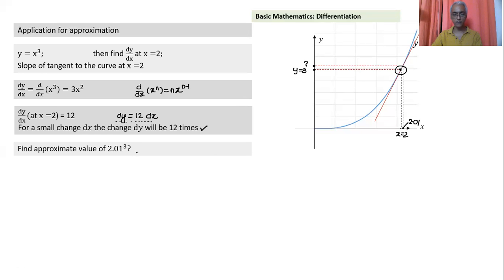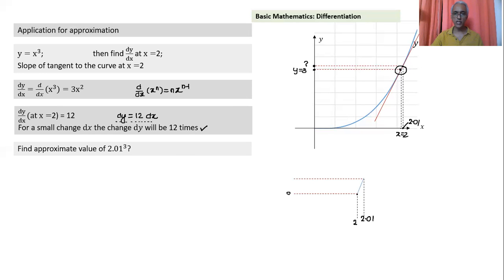You can also think before you proceed with the video. You can pause and think and then proceed. How do you approximate? To understand better, I have just magnified or zoomed into this part. These are 2 points on the curve. This corresponds to x equal to 2, and this is x equal to 2.01.